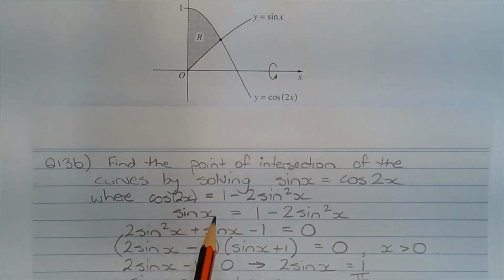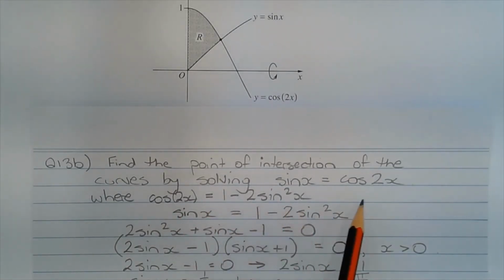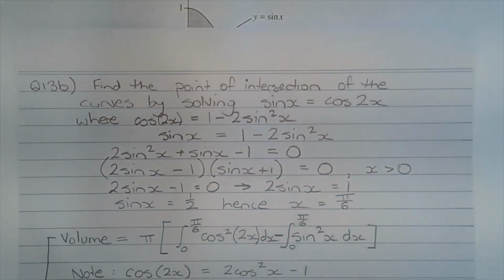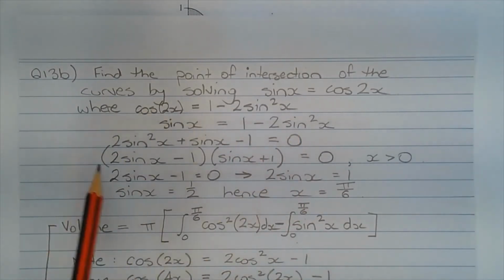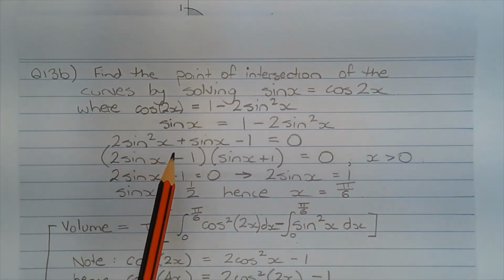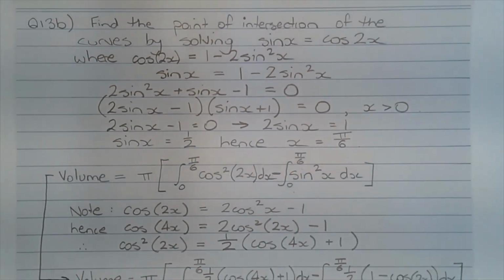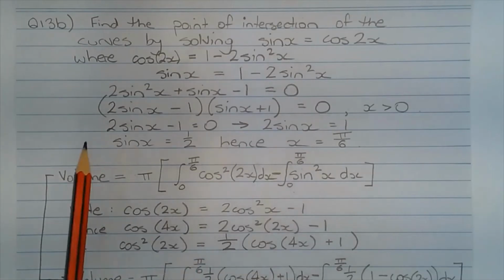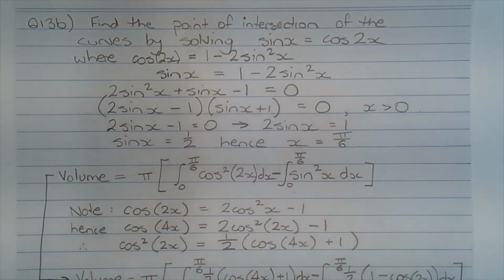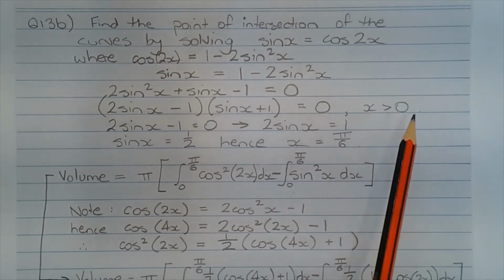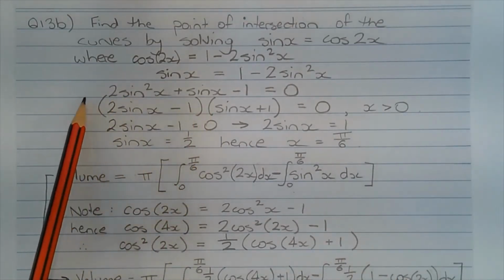So sine of x is equal to 1 minus 2 sine squared of x after we substitute 1 minus 2 sine squared of x for cos of 2x in this equation here. And moving everything on the right-hand side to the left-hand side, we form a quadratic equation. So 2 sine squared x plus sine x minus 1 equals 0. Factorising the left-hand side, we get 2 sine x minus 1 in brackets multiplied by sine x plus 1 in brackets equals 0. And we're only interested in values of x that are greater than 0. So we only need to solve this bracket here.